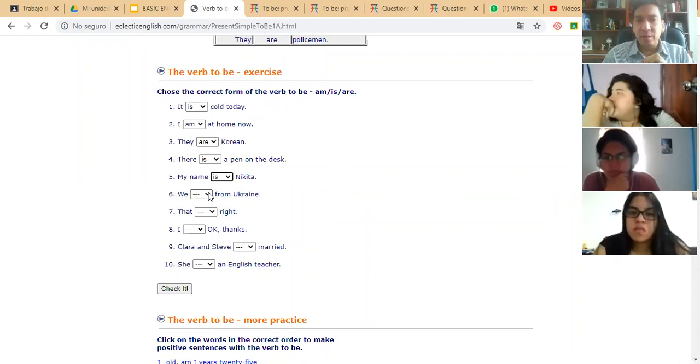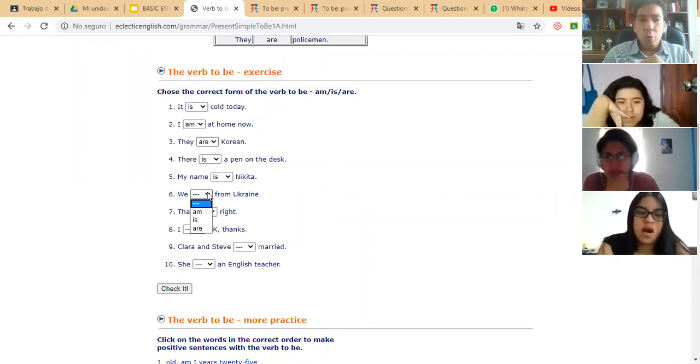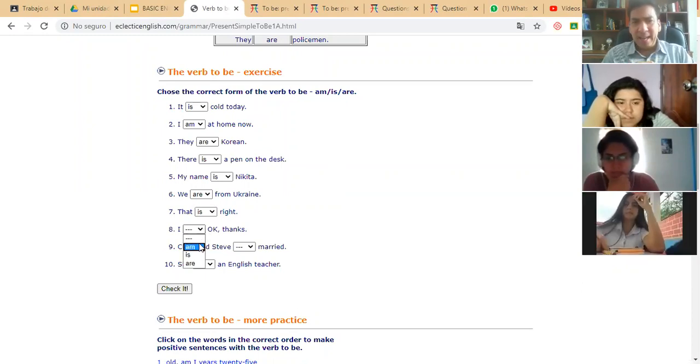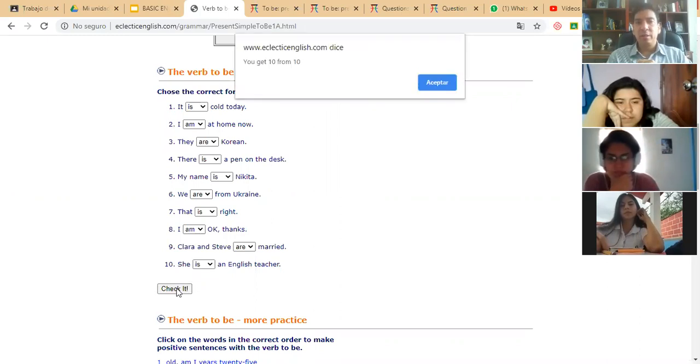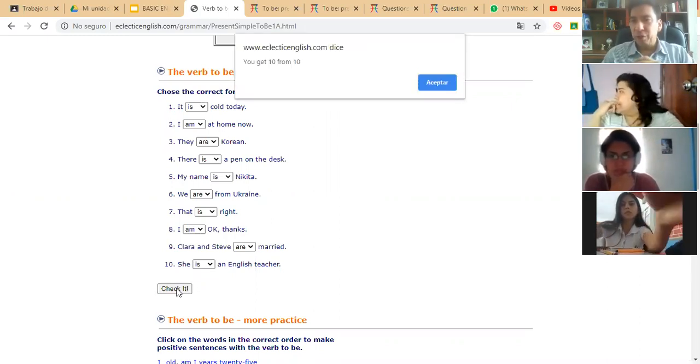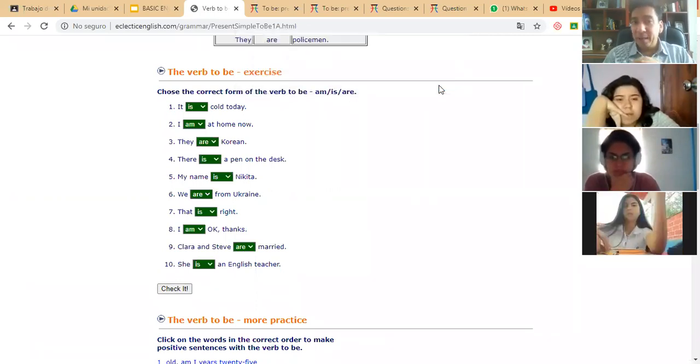Number 5, my name is Nikita. Very good. Nikita. Number 6, we are from Ukraine. Number 7, that is right. Number 8, I am. Number 9, Clara and Steve are. And finally, she is an English teacher, okay? So if you checked, you have 10 over 10, which is good. All right, that was the verb be with affirmative statements.